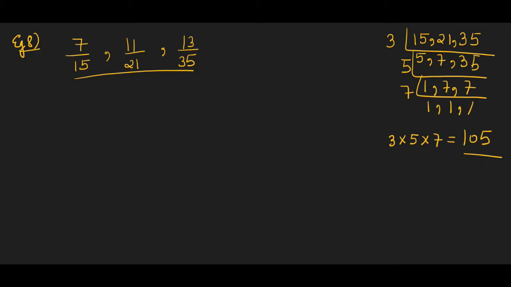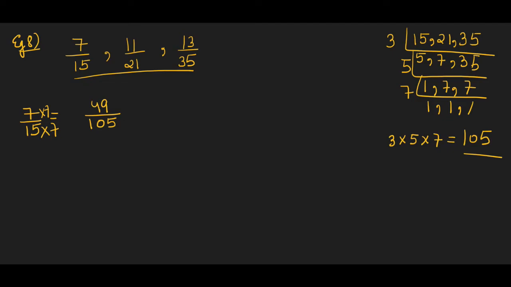And now what will we do? We will convert these fractions into like fractions. So 7 upon 15 equals, we know the denominator is going to be 105. 15 into 7 is 105, and we will multiply 7 with also 7. So this will be 49 upon 105.